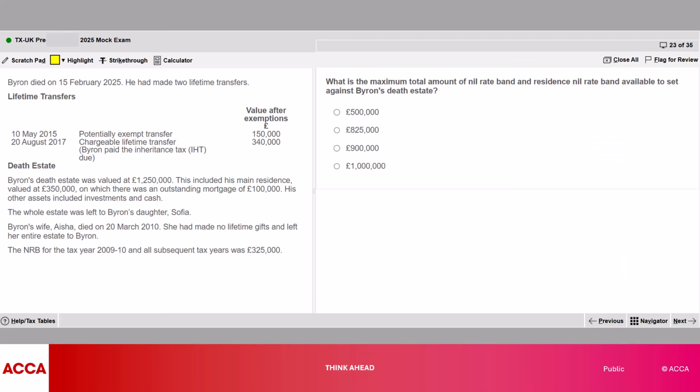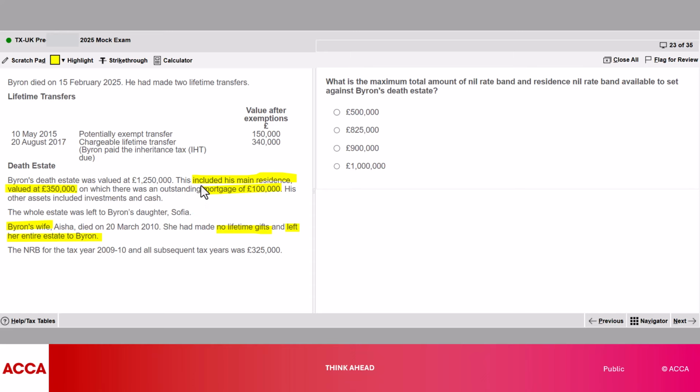Then we have a question about the nil rate band and the residence nil rate band. So the nil rate band, which is £325,000 and has been for very many years now. The residence nil rate band you can actually get from the tax tables, and that only applies if we have a main residence. So we do here have a main residence which is being left to a direct descendant, so a child or a grandchild. So that is going to apply here because Byron is leaving his estate to his daughter.